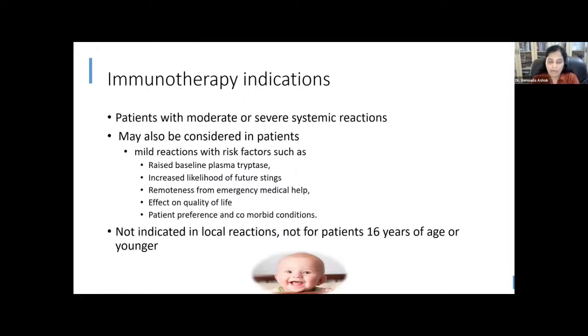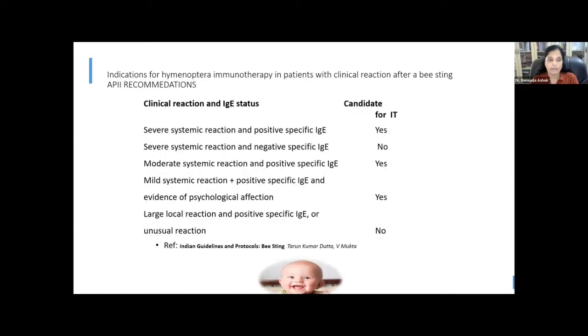Because then they would have undergone a lifestyle change because of this, and they are very much afraid to go about, and their entire career is dependent on that. Those patients, we would definitely offer immunotherapy. It may also be considered in mild reactions with risk factors such as race, systemic mastocytosis, increased likelihood of future stings, remoteness from emergency medical help, and, as we discussed, the effect on quality of life. So these are the conditions where we have a lower threshold for starting immunotherapy. Definitely, it is not indicated in local reactions and not for patients 16 years of age or under.